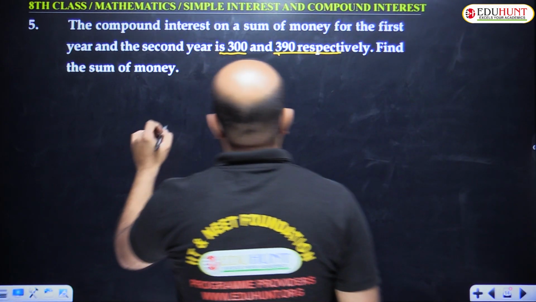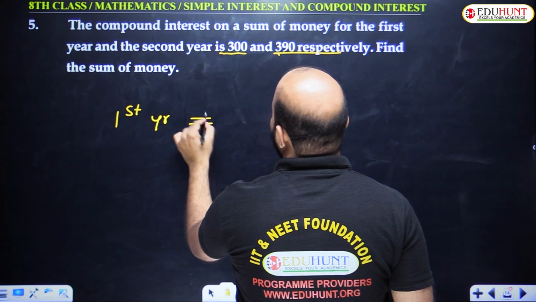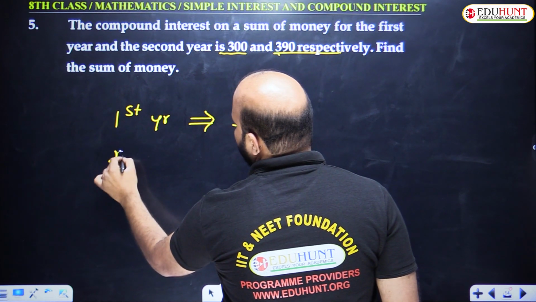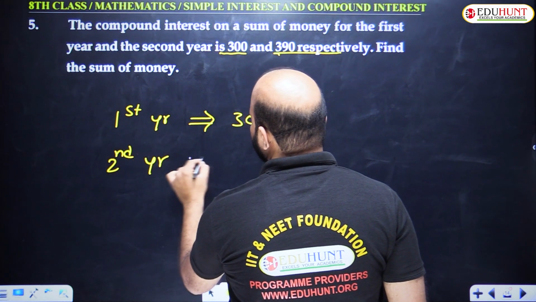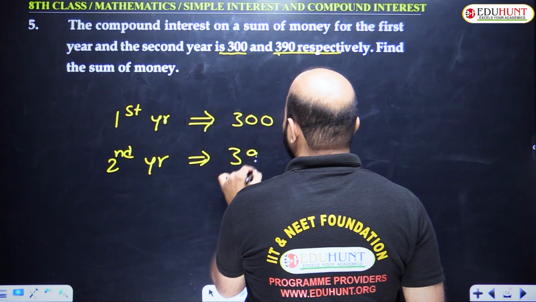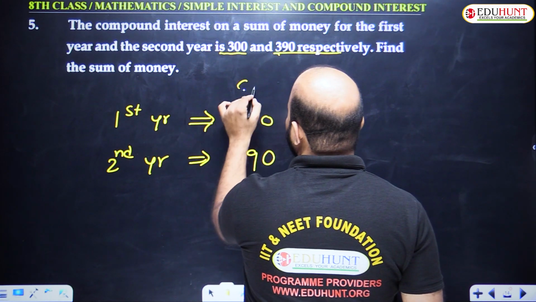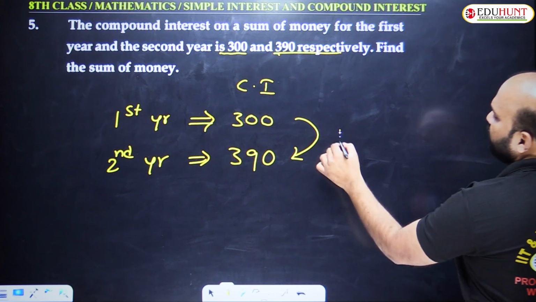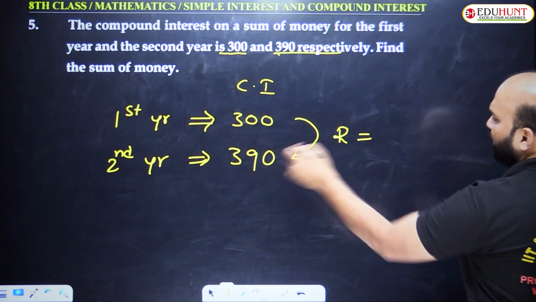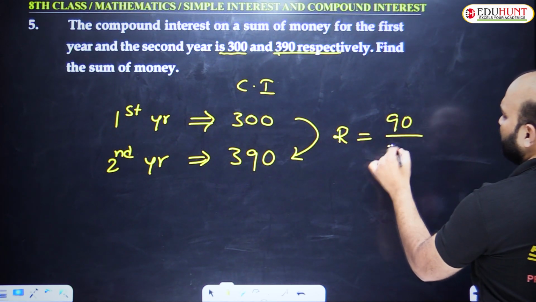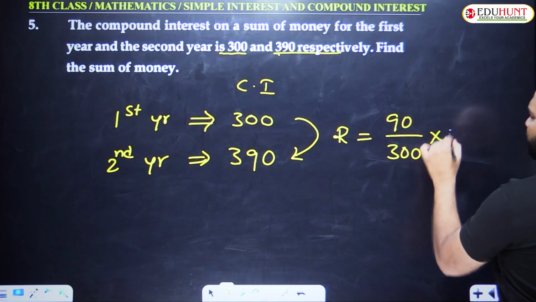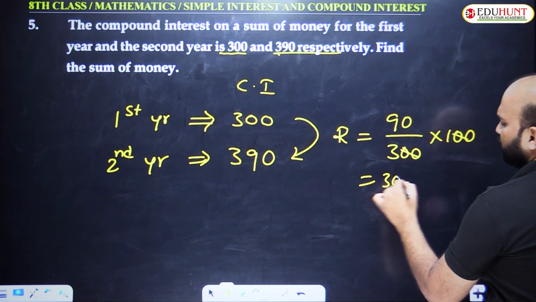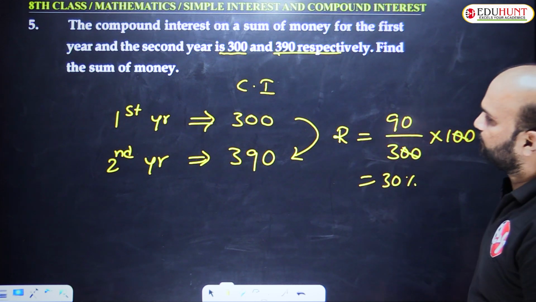So first year interest 300, second year interest 390. This is compound interest, okay. So how much increases? 90 increases. How we are going to calculate the rate of interest? 90 increases from 300 into 100, that is the rate of interest. 30 cancel, 30%. So 30% is the rate of interest.